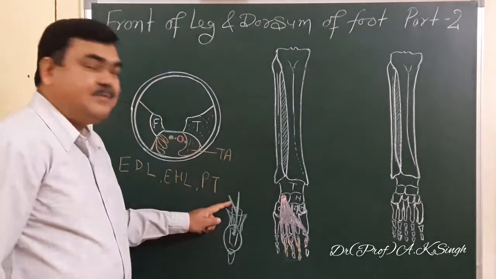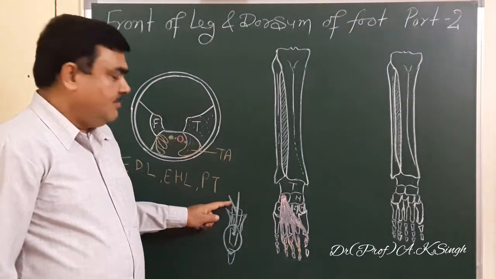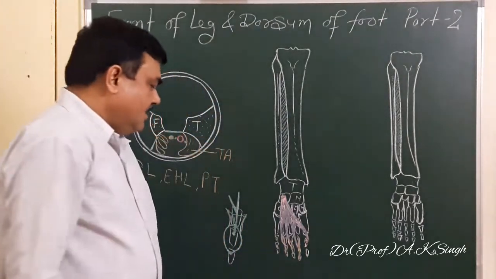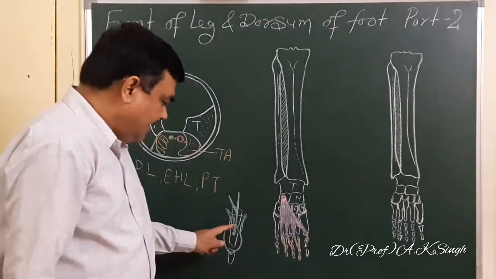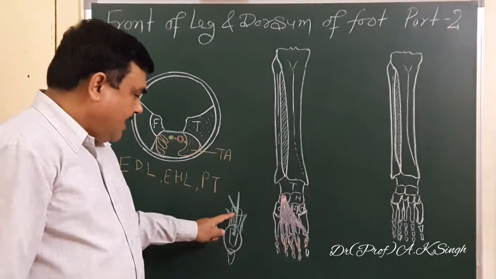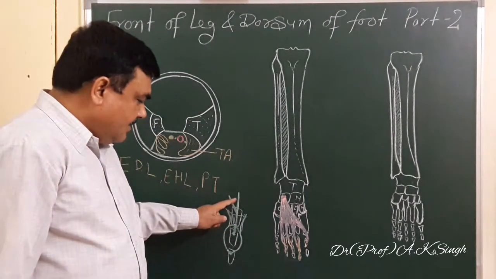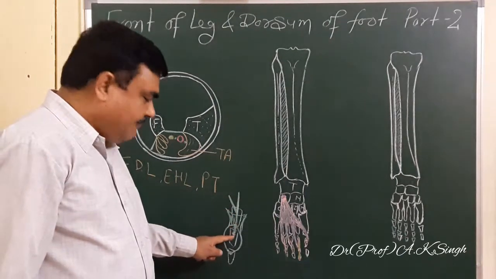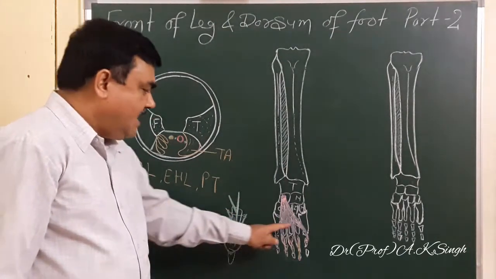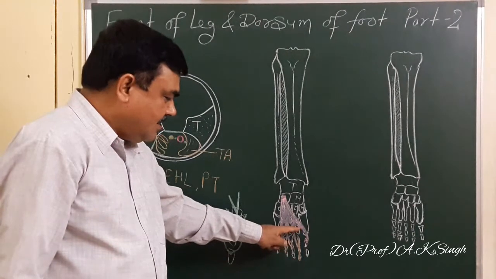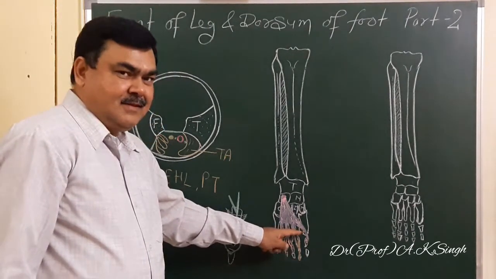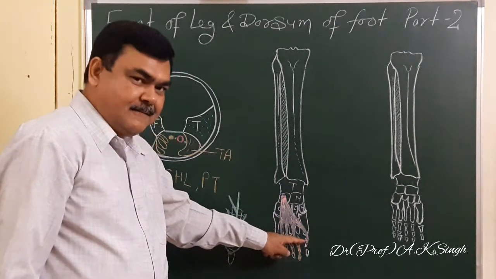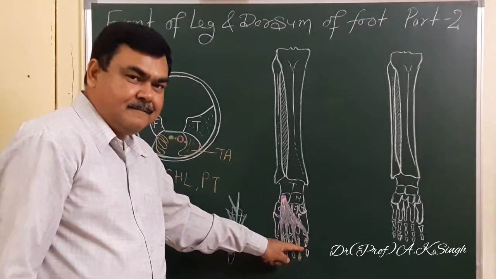So this is insertion of the extensor digitorum brevis. Extensor digitorum brevis. So action of this here, it extends metatarsophalangeal joint, interphalangeal joint. In case of extensor hallucis brevis, it is extensor at metatarsophalangeal joint, not interphalangeal joint.